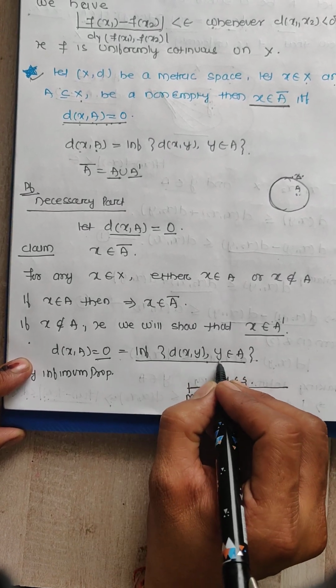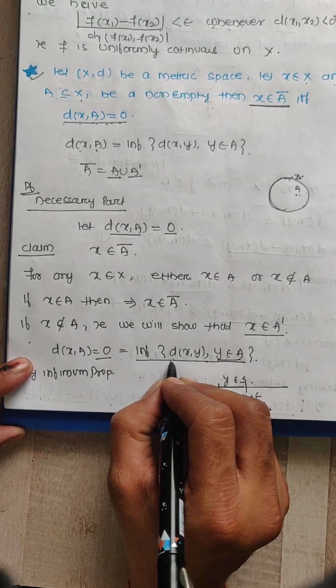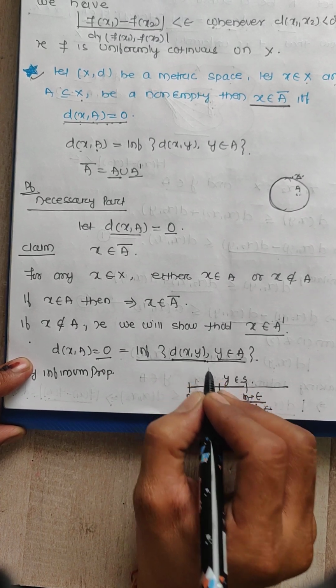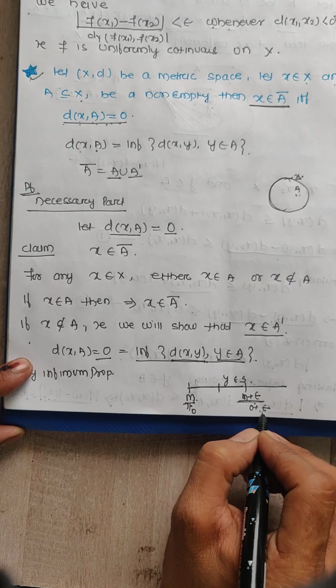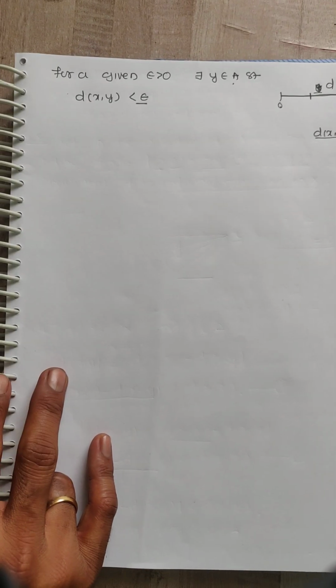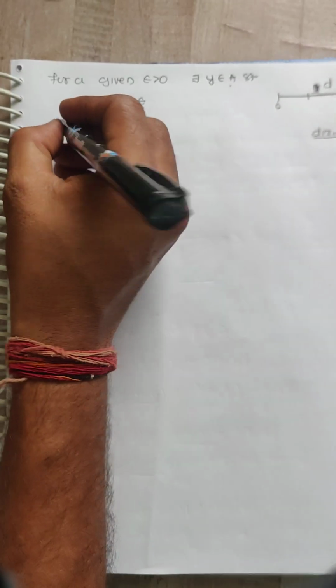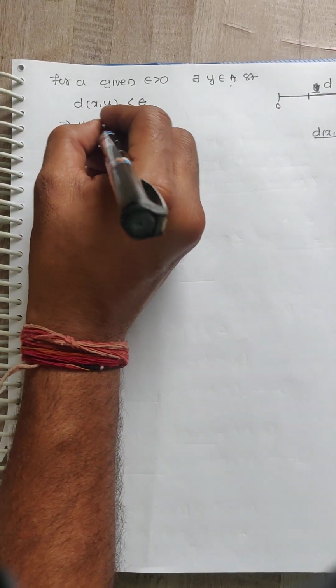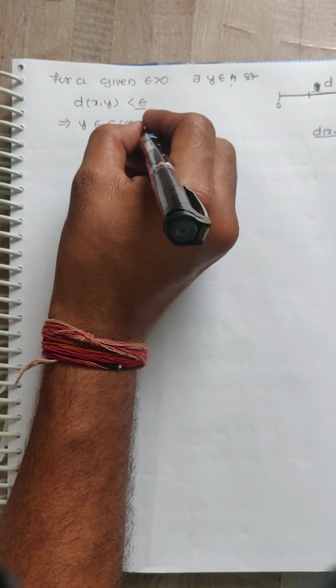So we have an element y belongs to A, so that the element is d of x, y, which lies in 0 to 0 plus epsilon. So the distance between x and y is less than epsilon, which means y belongs to the open ball of center x and radius epsilon.